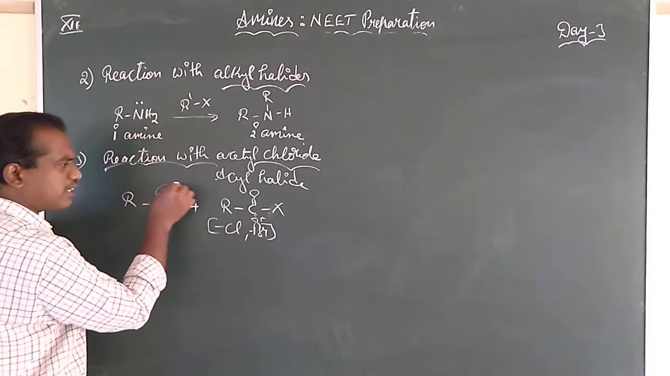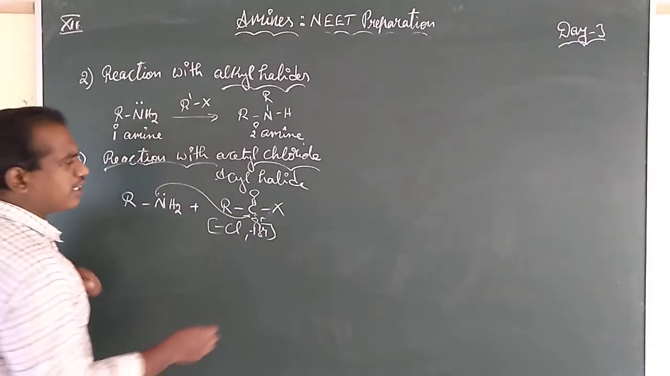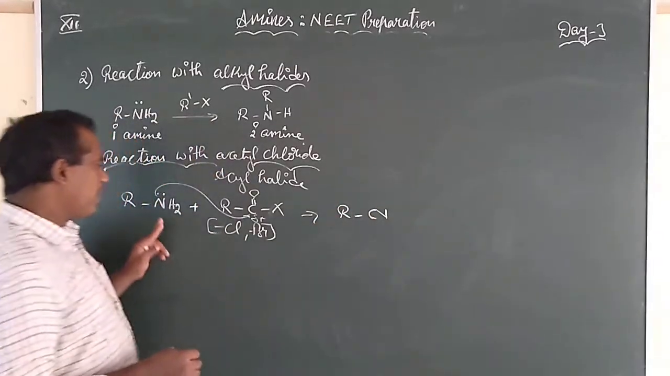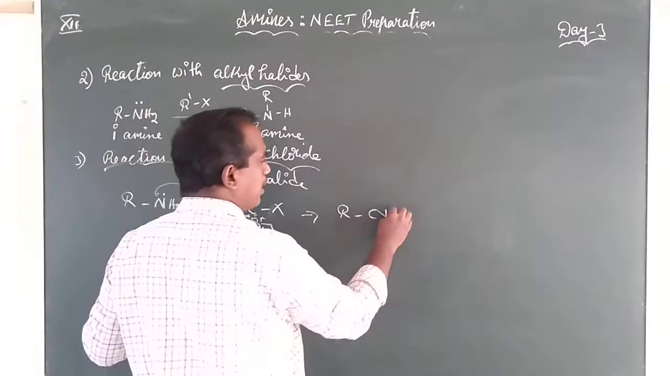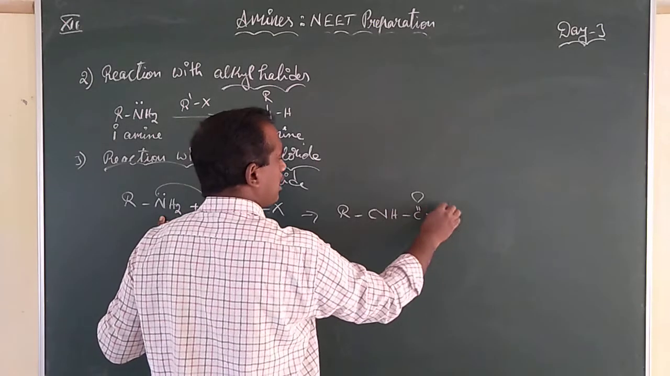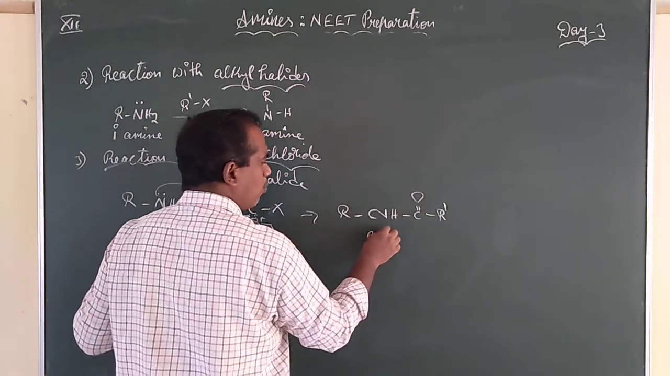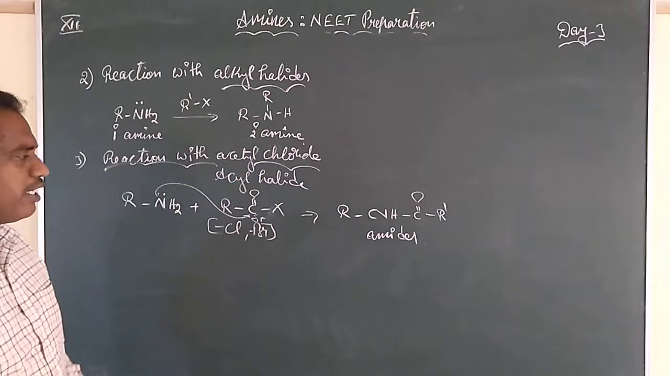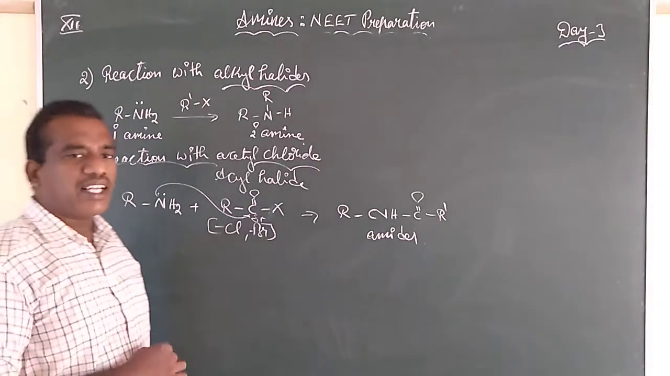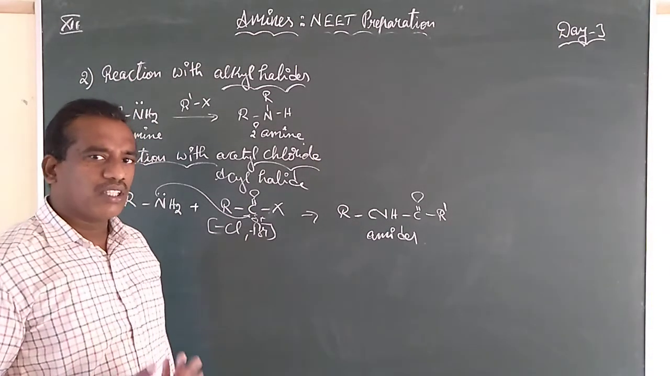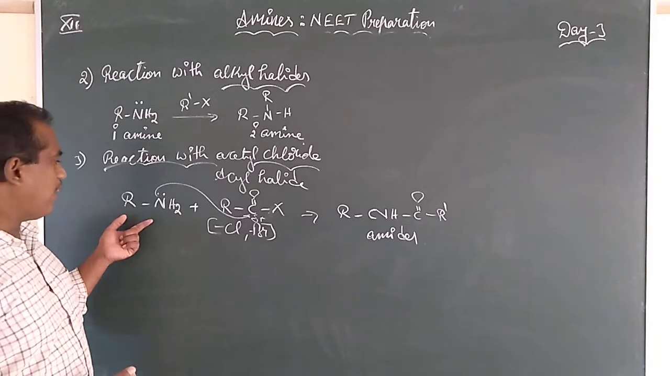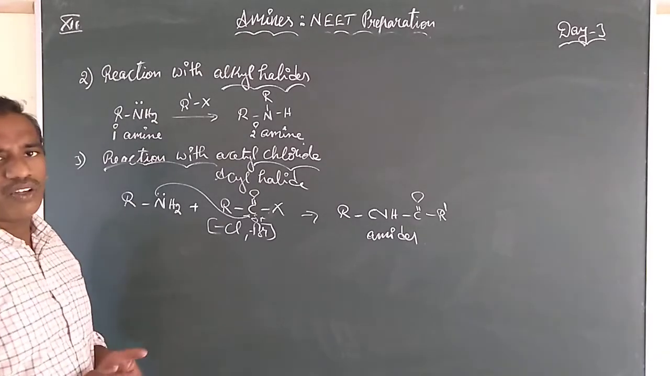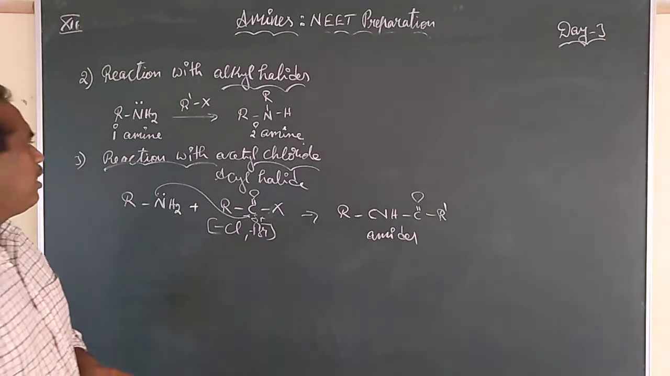The carbon has a partial positive charge, so it will receive electrons from the nitrogen, which results in the formation of R–N–H–C double bonded O–R dash. I am not writing it step by step. What is formed, children? Amides will be formed. This is in the case of alkyl halides. Similarly, if you take aliphatic amines you can do the same method, or you can take aromatic amines. They also will follow the same kind of reaction.